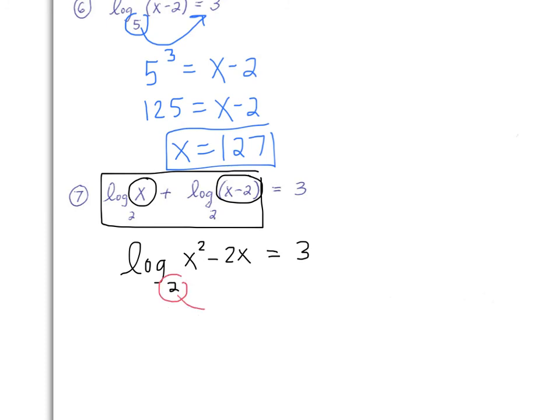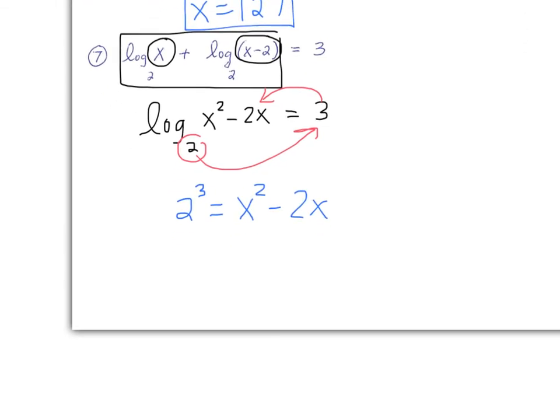What we're going to do now is get rid of the log by putting it into exponential form. So we would have 2 cubed is equal to x squared minus 2x, and then you're just going to solve it from there. 2 cubed, of course, is 8. Subtract it over, make it equal to 0.